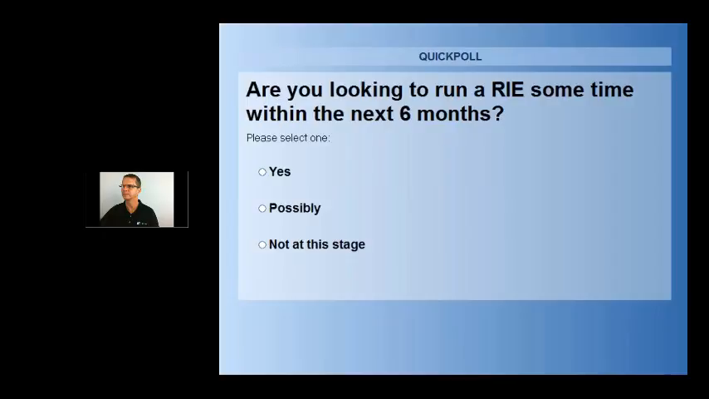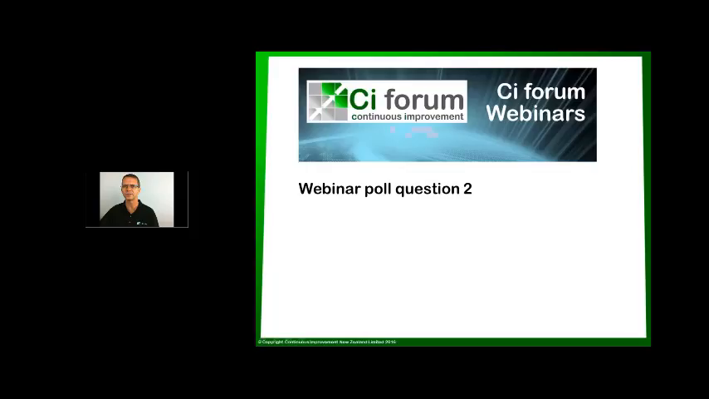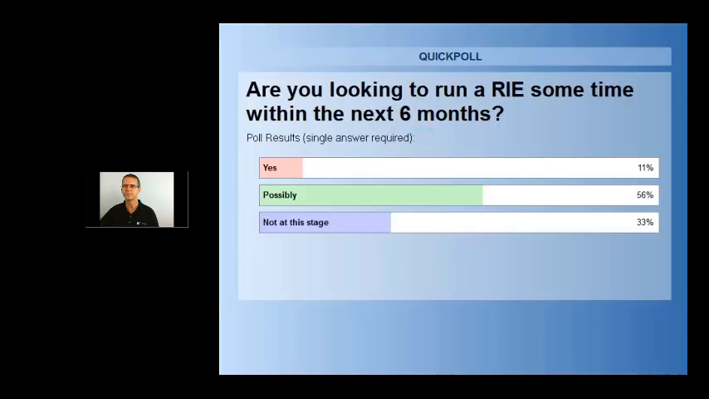Okay, so let's close off the voting and see what the results were. So just 11% saying yes. Nice to see 56% saying actually possibly. Perhaps now you know about it, or you might have been thinking about it before, but possibly. And some of you saying not at this stage. Maybe that's because you just want to know a little bit about it and you can go away and consider some more, or maybe it scared you off.